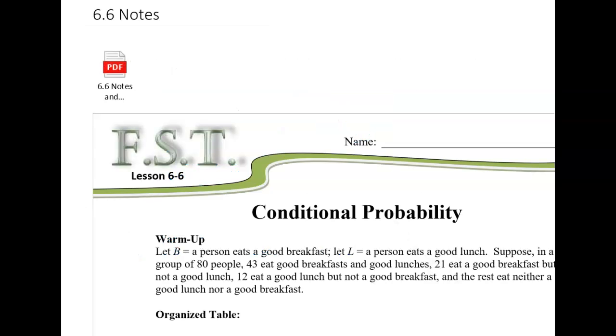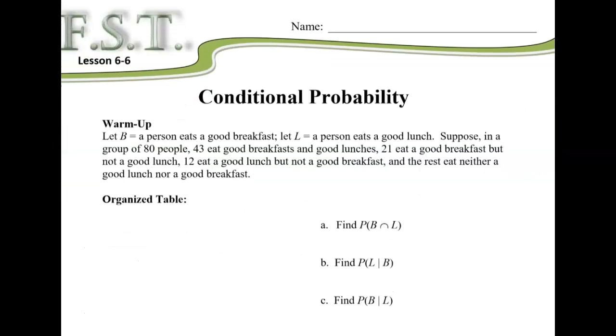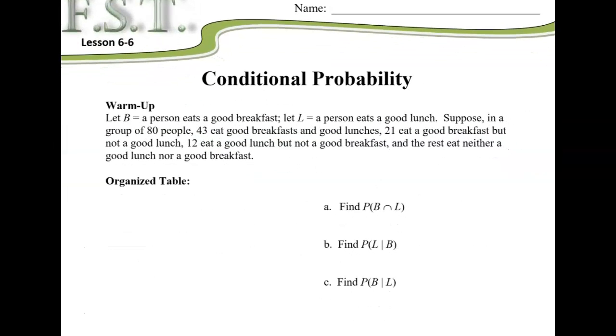Okay, 6.6 is conditional probability. So if B equals a person eats a good breakfast, L equals a person eats a good lunch. We have a group of 80 people. You can read this. I'm going to make the table and then we'll talk through where it's coming from. Okay, so let's make an organized table. So basically we have good breakfast, good lunch, not a good lunch, not a good breakfast. So we can make a table.